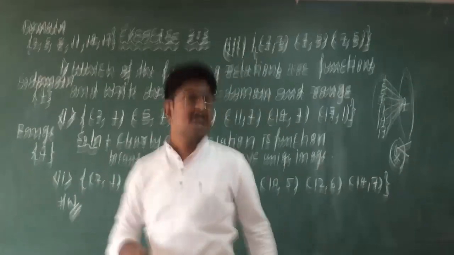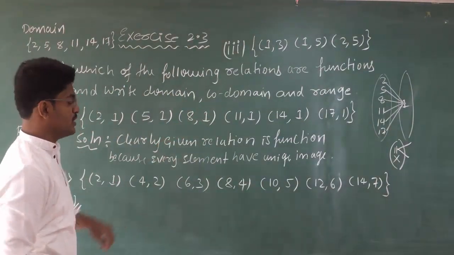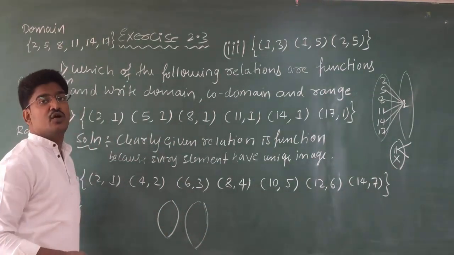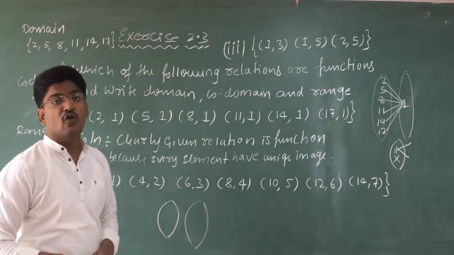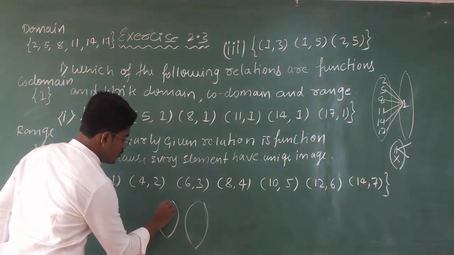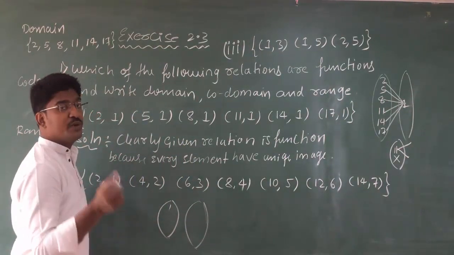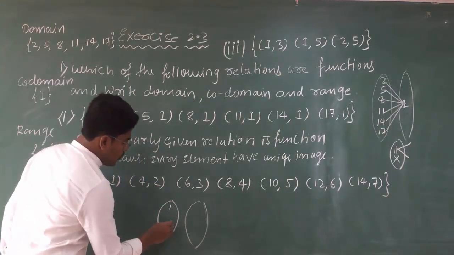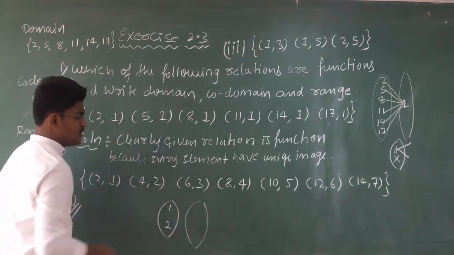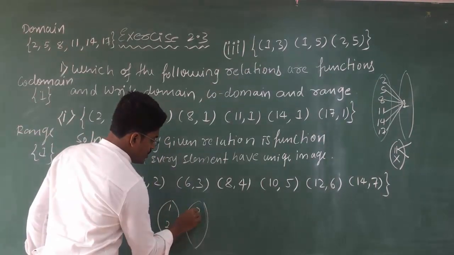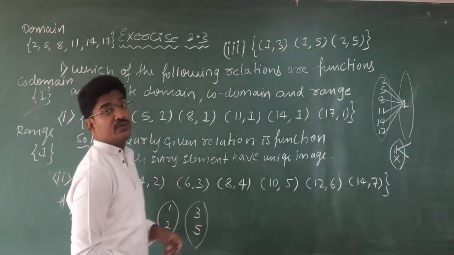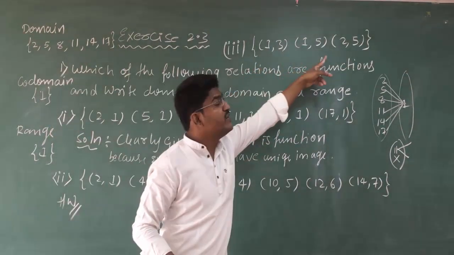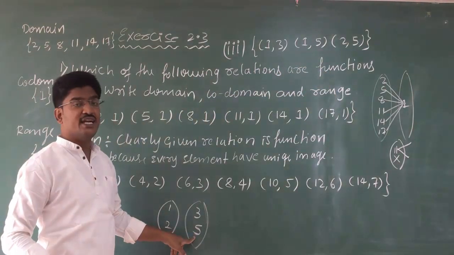Third one, first again you do that rough work. Write the first elements in the domain, write the second elements in the codomain. First element is 1. In the second ordered pair also it is 1. No problem. 1 is already written. Don't repeat it. 2. Okay. 1 and 2 are the 2 elements. There, 3 and 5 are the 2 elements. See, 1 is repeated. That's why I am going to write it only once. Here 5 is repeated. That term I am going to write only once.